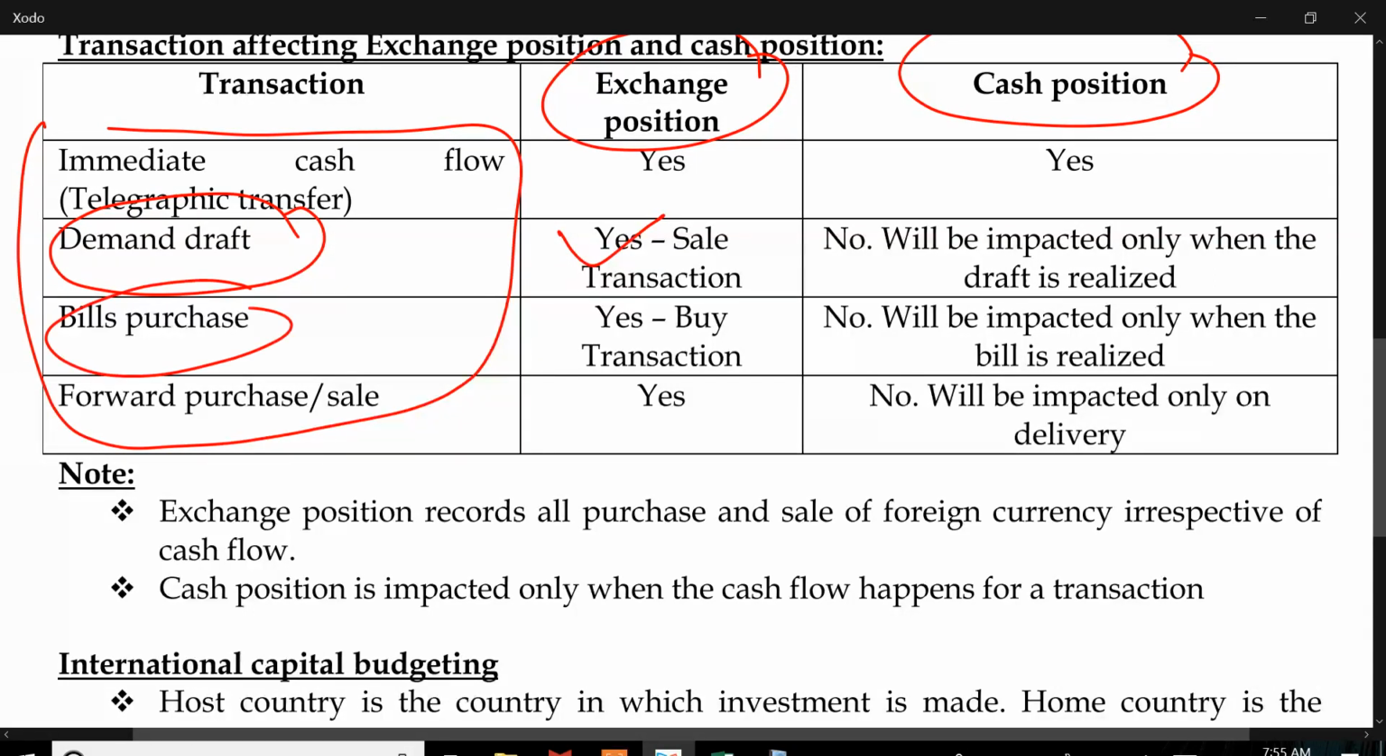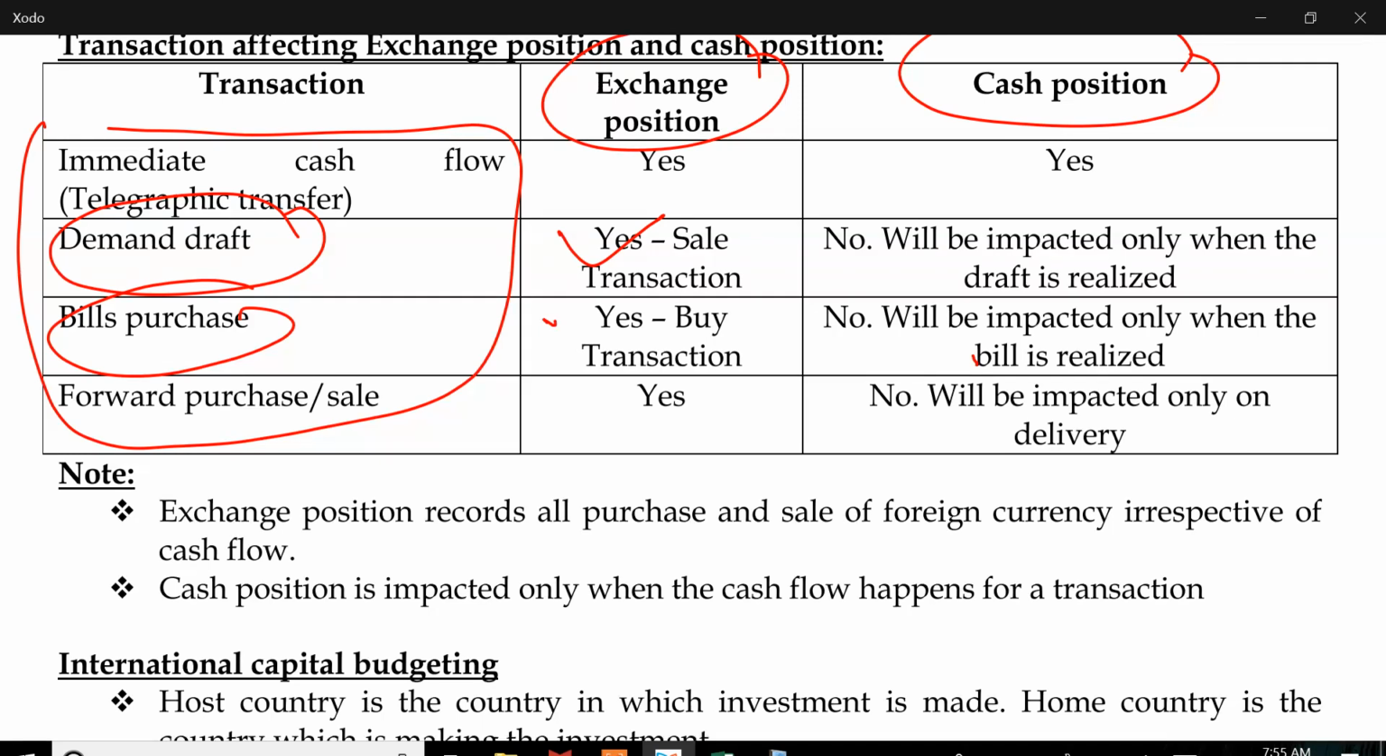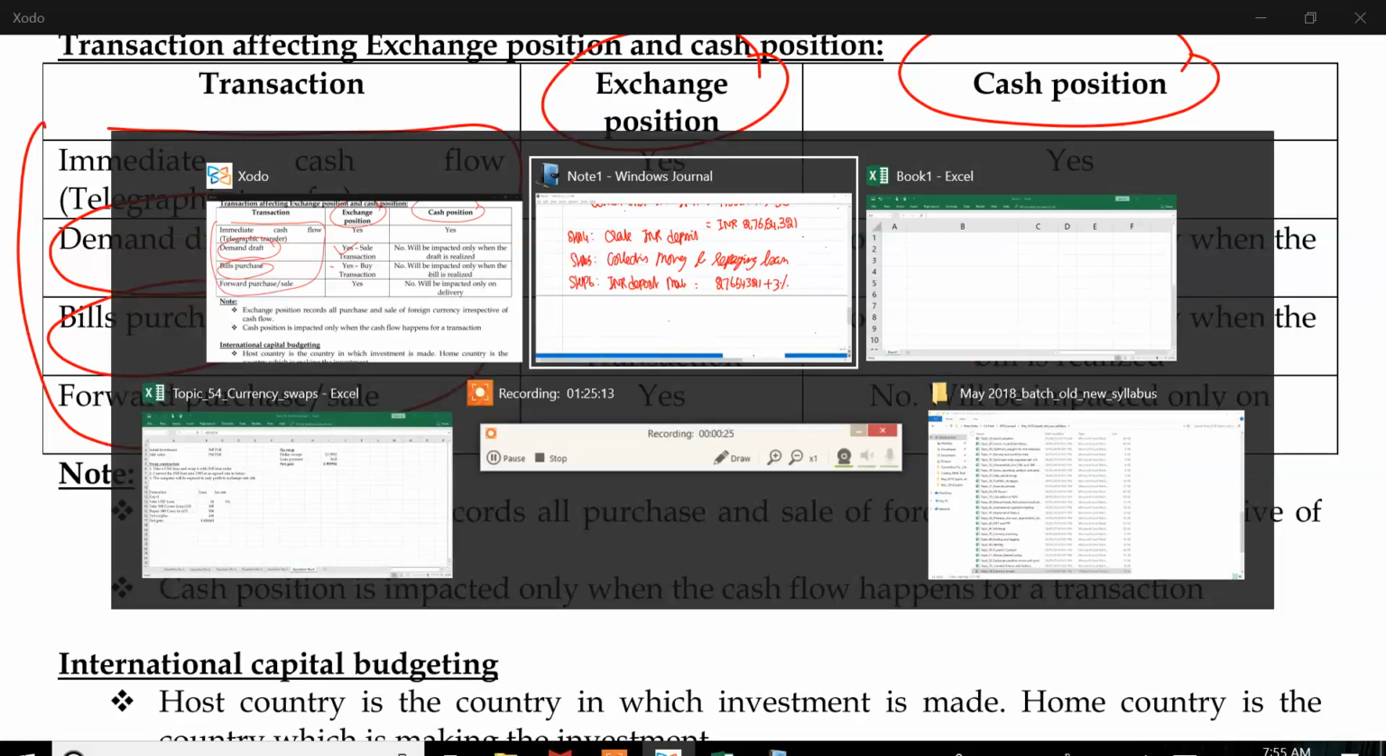Similarly, bills purchase: it will be yes here, it will be no, one will be impacted only when it is realized. Similarly, forward purchase or sale: yes, no, will be impacted only on delivery. Now let's take some transactions to understand this better.